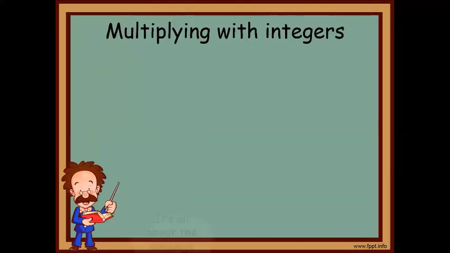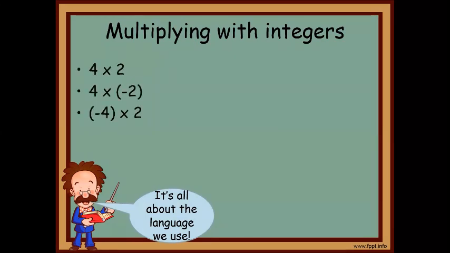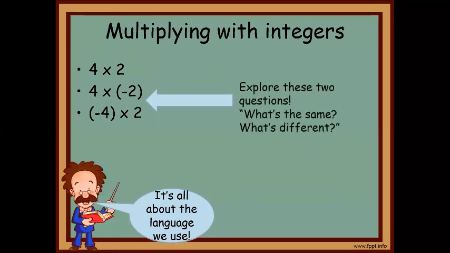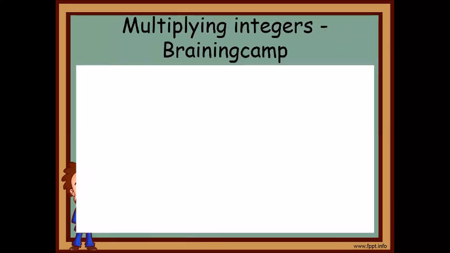Let's do some multiplying with integers, and it's all about the language we use here, and I'll be interested to see if people have different opinions on this. 4 lots of 2, 4 times -2. I put some in brackets just for fun. What's the same, what's different about these 2 questions? Now, should we represent some of these? I think what I'm going to do is show you a video. Can we display that one? -4 times -2. A video from Braining Camp.